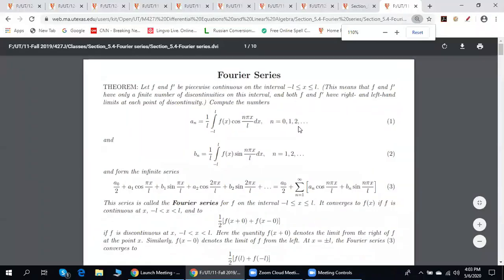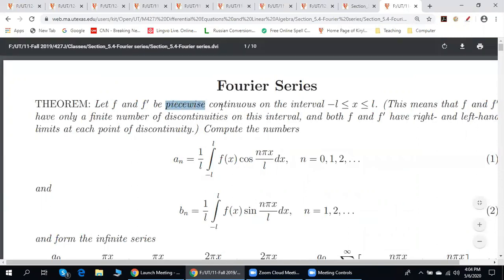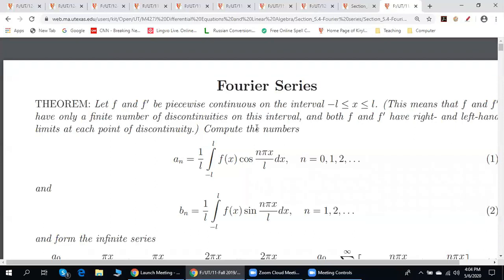Why does the Fourier series require a piecewise function? You asked a very good question. Probably your question is, what is piecewise? Piecewise means the graph of our function is a collection of pieces. For example, the graph of our function can be just one piece without discontinuities. You see what I mean? Oh, okay, that makes sense.